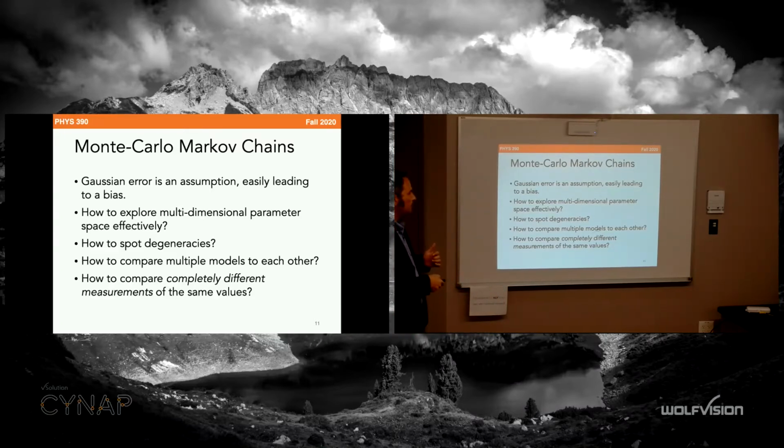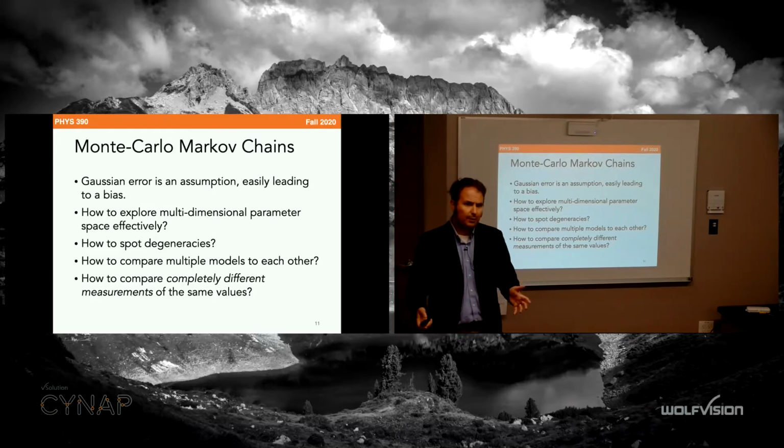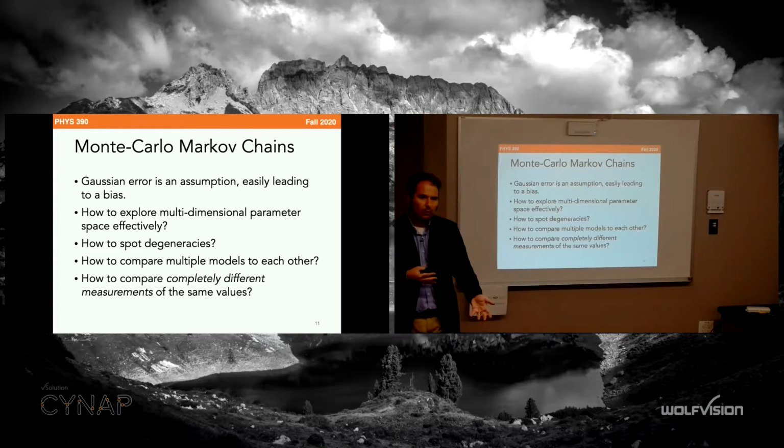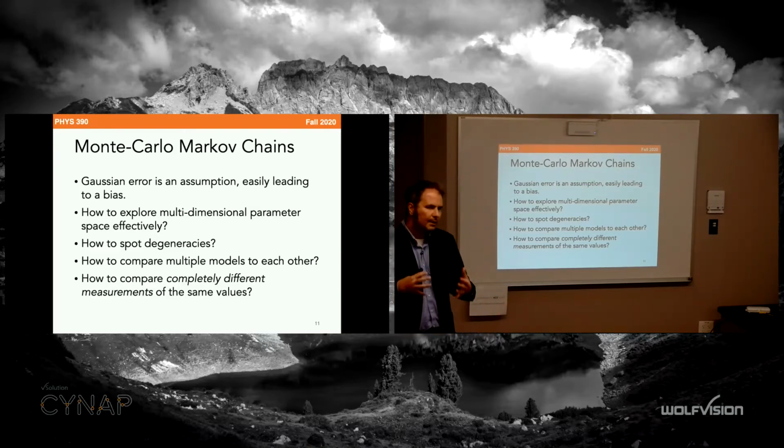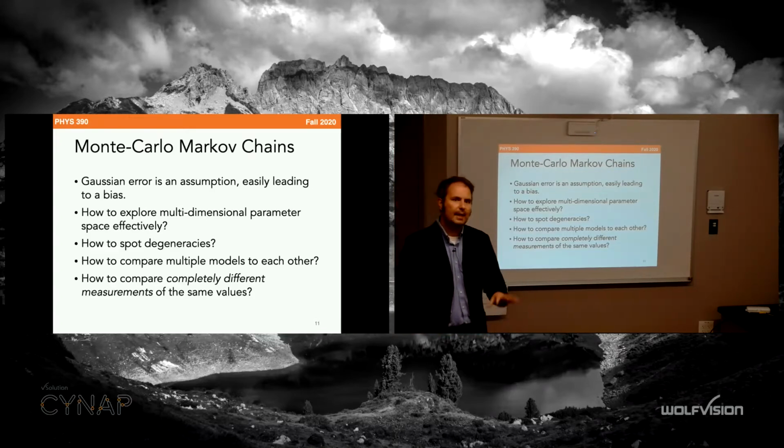And how to compare multiple models to each other. As soon as I have a model with 2 parameters, or let's say I have a model with 3 parameters and a model with 4 parameters, how do I compare against each other? How do they perform? Right? A single value won't, even a reduced chi-squared is assuming Gaussian noise and assuming that all parameters are not degenerate. So how can I compare them easily? How to compare completely different measurements of the same values, right? So I can have completely different techniques modeling the same data. And so I have an example of that later.